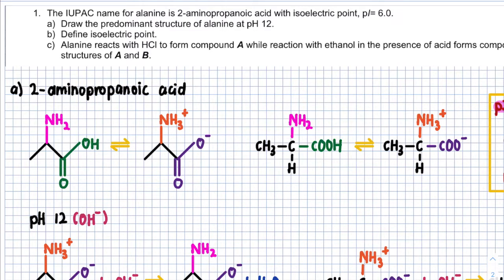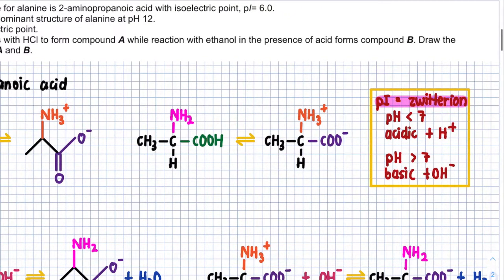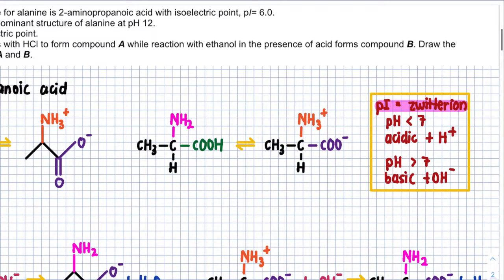Now let's look at the first question. They ask you to draw the predominant structure of alanine at pH equal to 12. For the structure of our amino acid, at Pi we become a Zwitter ion, where NH2 becomes NH3+ and COOH becomes COO-. In this case, they want to know the structure when pH is equal to 12. pH 12 is more than 7, so the condition is a basic condition. So for a basic condition, there's an excess of OH-.